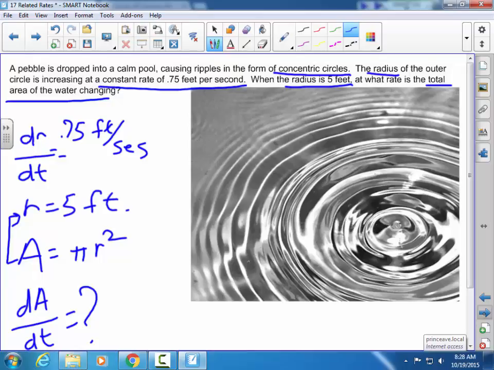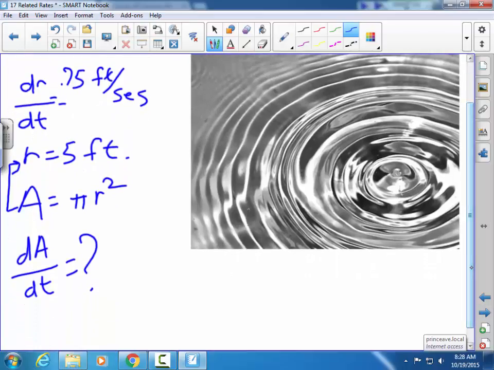So we've got all of our information here. We've got area equals pi r squared. R is 5, dr dt is 0.75, and we're looking for dA dt. What do you think we should do now? If we plug 5 into A, we'll get 25 pi. Is that our answer? No. We can take the derivative. Okay, we need to take the derivative of this. So dA over dt equals what?